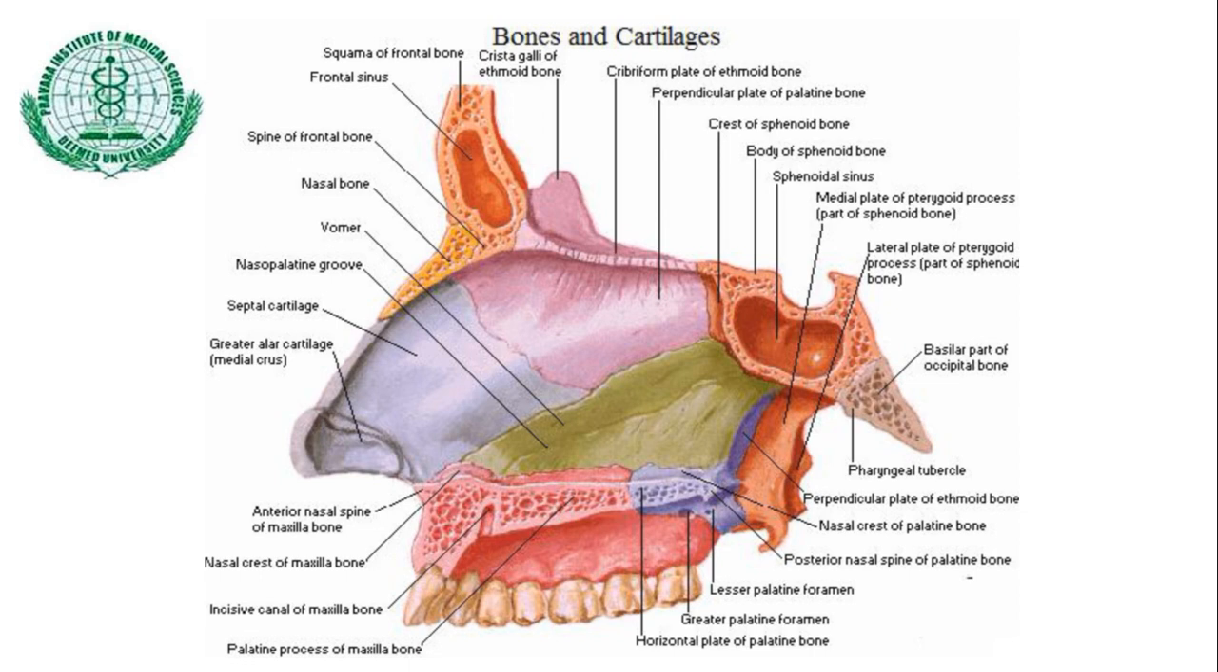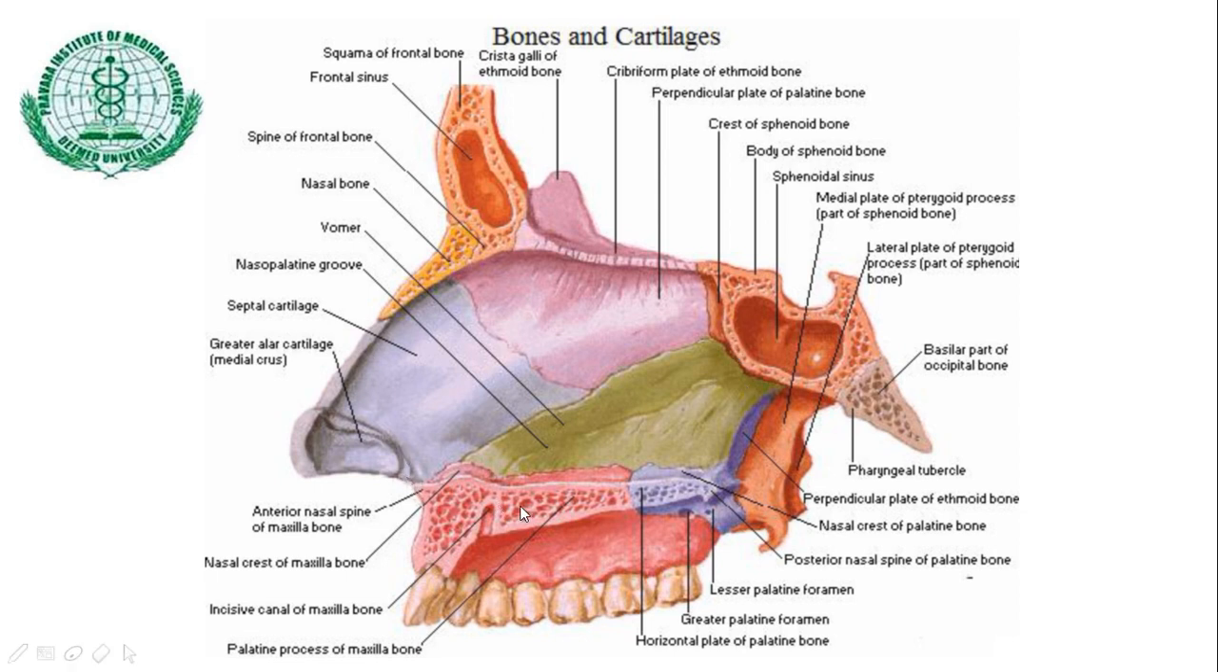then the junction of the septal and the lateral cartilages, here you can see, and the posterior one-third part of the roof. It is also sloping downwards and backwards, and this is formed by the anterior surface of the body of the sphenoid bone.